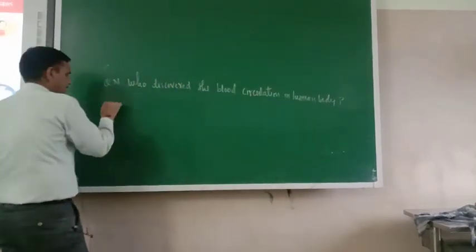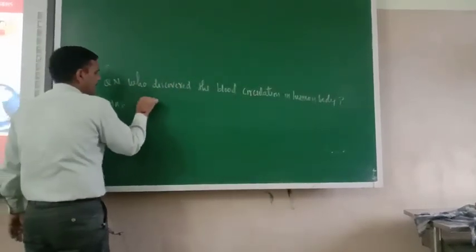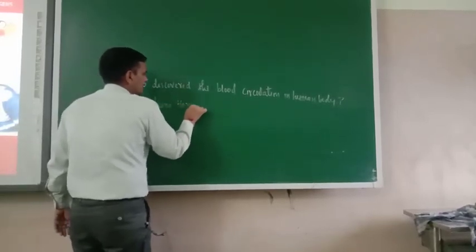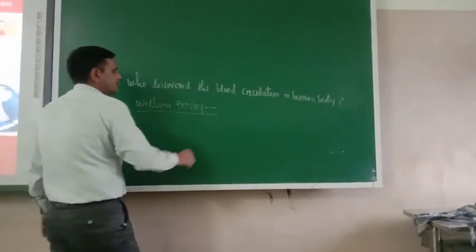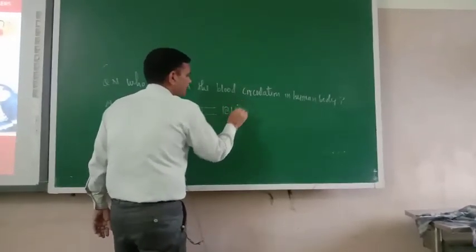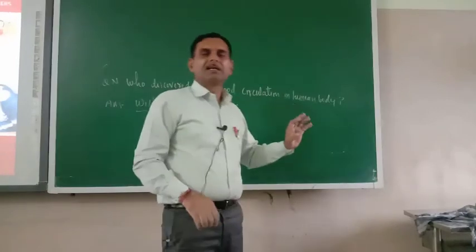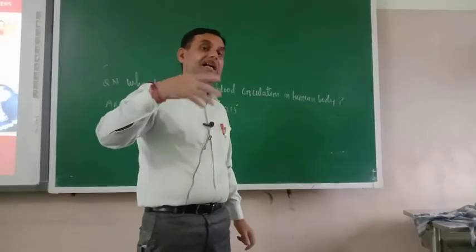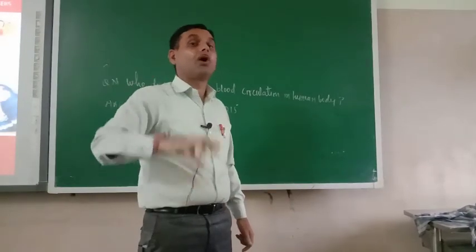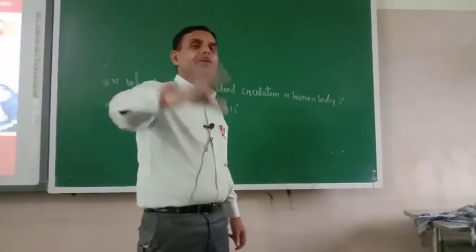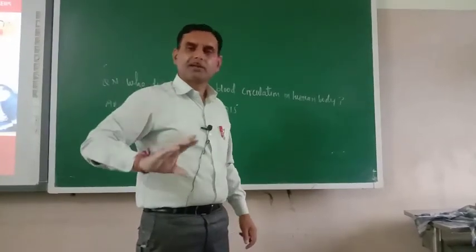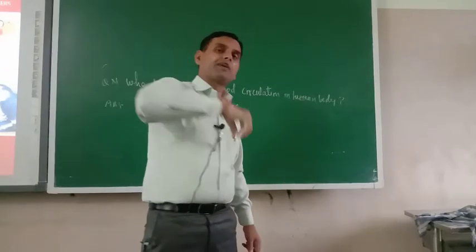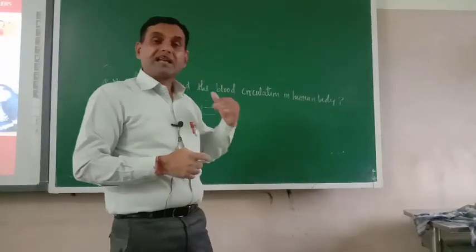The answer is William Harvey. William Harvey is the name of a scientist. In the year 1815, he discovered the circulatory system in human beings. Earlier, what was believed? That blood is oscillating in the human body. Oscillation means to and fro motion. Scientists at that time proposed this theory.